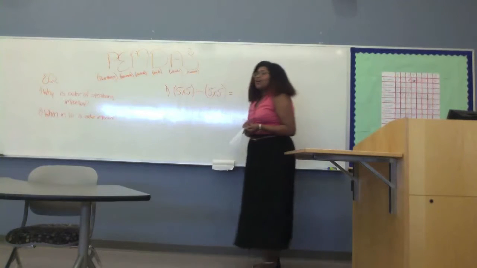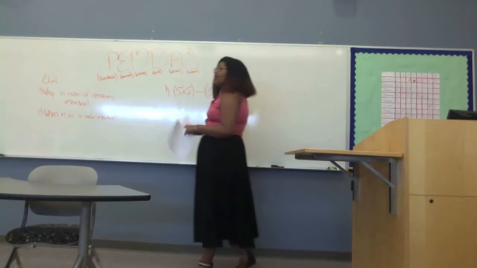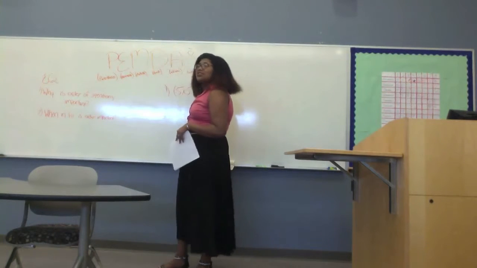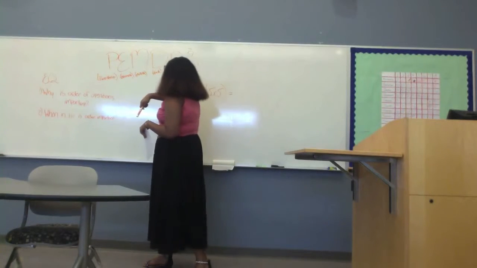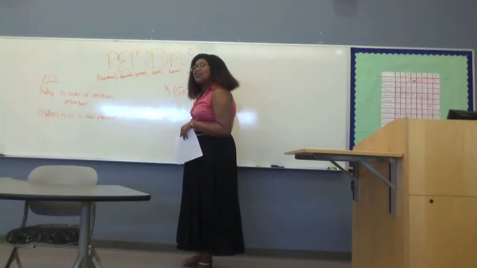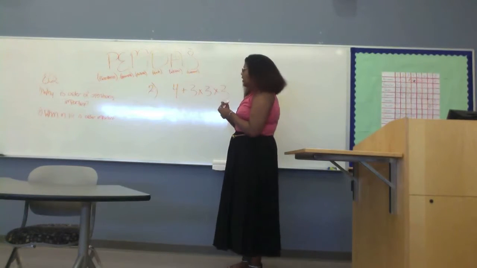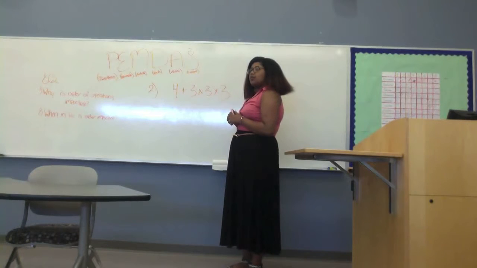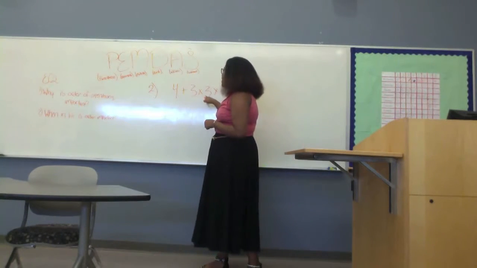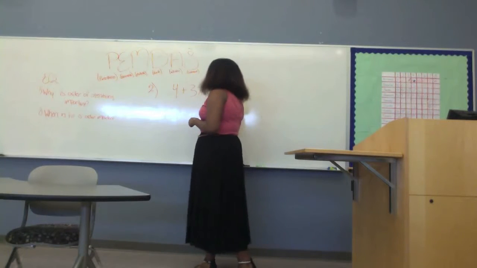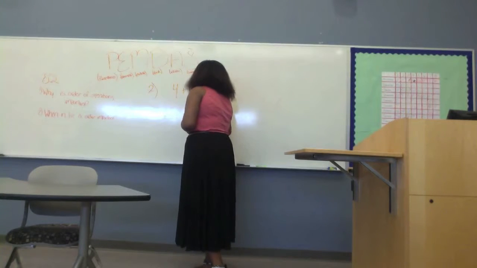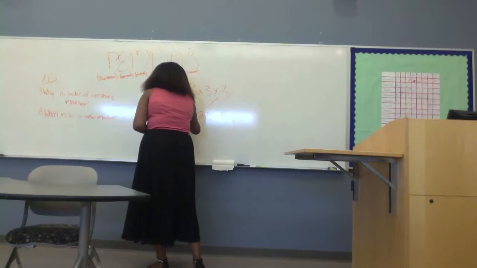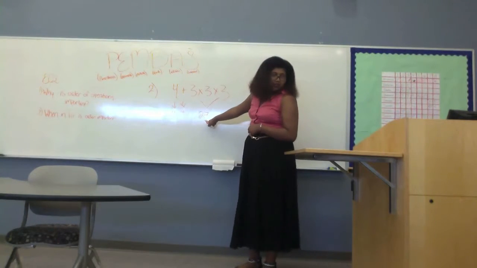All right. So according to our model, whether you say Please Excuse My Dear Aunt Sally, or Paul Eats More Dried Apple Slices, or Pass Everybody More Donuts After School, whichever way you decide to remember it, what do we do first according to this model? Multiply. So we're going to do 3 times 3, which is what? 9. Times 3 is what? 27. We're going to bring this plus down. We're going to bring our 4 down. 4 plus 27 is what? 31. Good job.